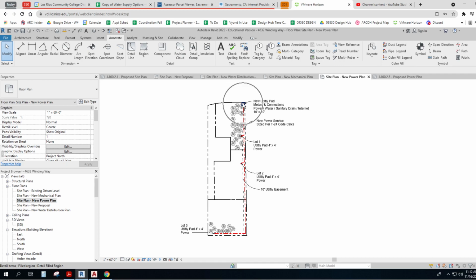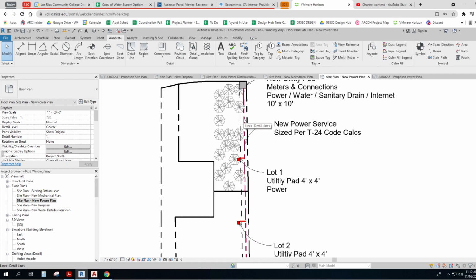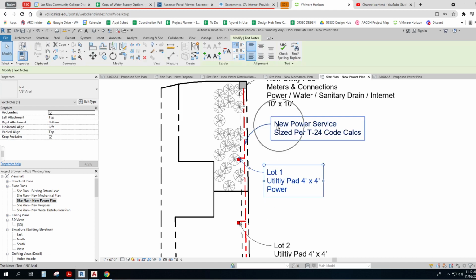Okay, so I suggested in my concept that I would put one over here and that I would do what's called an easement. So if we zoom in on it, I've got a new power service. And I haven't sized it yet, but we're going to go by Title 24. That's the California Building Code. And so we'll use their calcs.